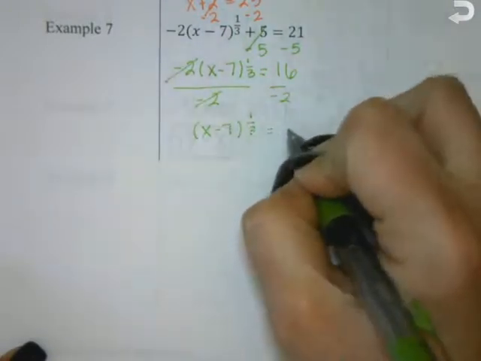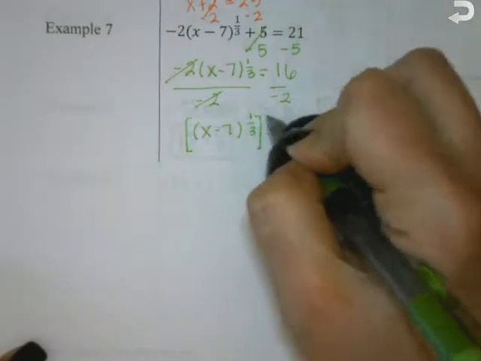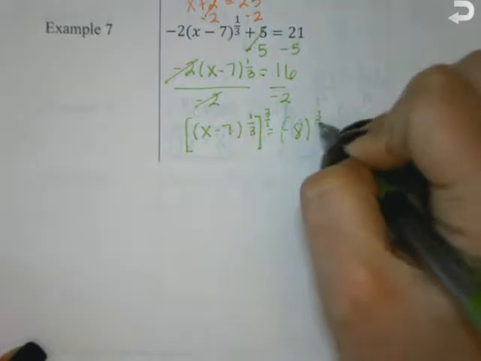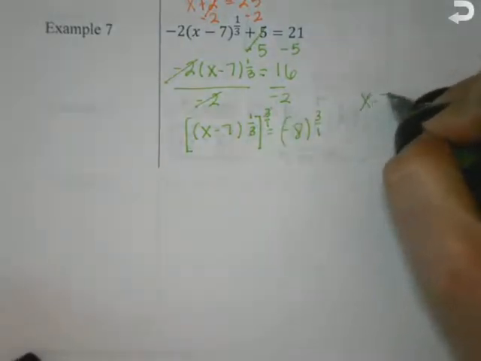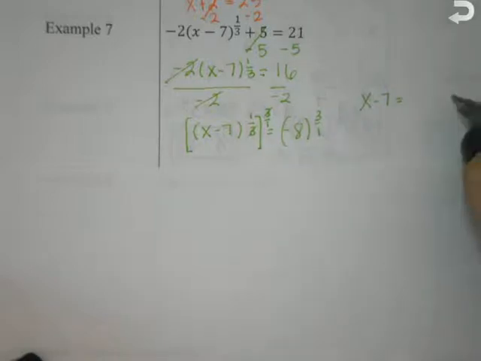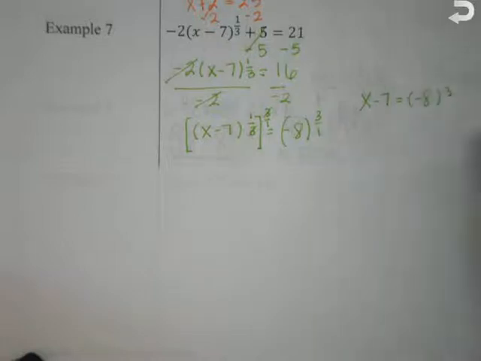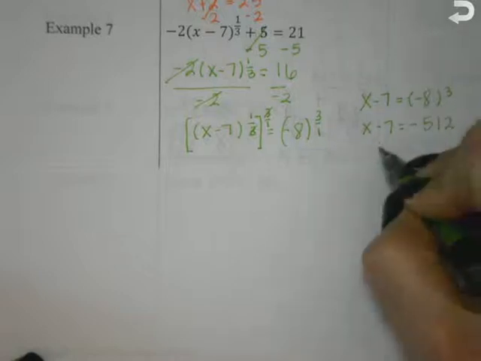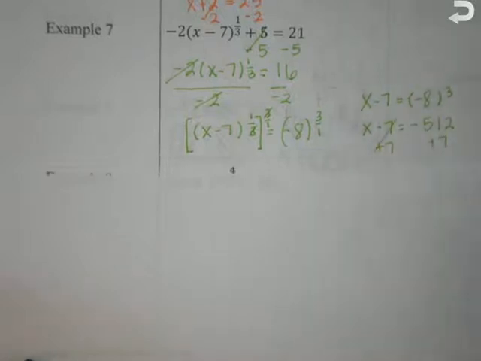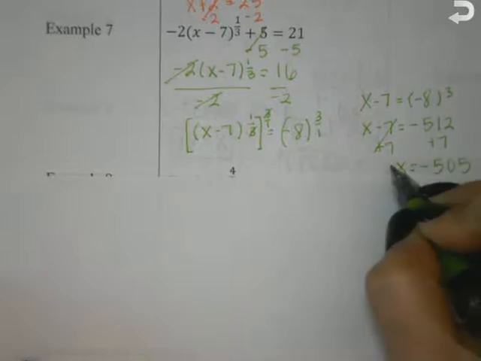And now we can raise both sides to the 3 over 1. So that gives us x minus 7 equals negative 8 to the 3rd power. What's that give you guys? Negative 8 to the 3rd. Negative 512. And then add 7. So you end up with x equals negative 505. How many of you got that one? Good.